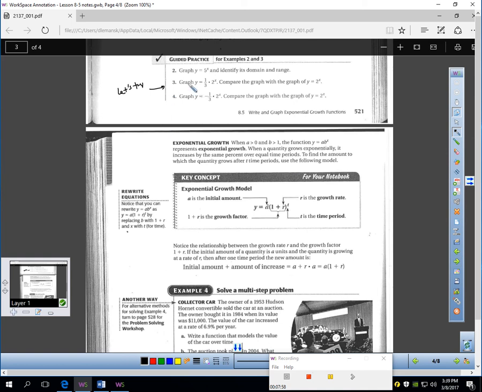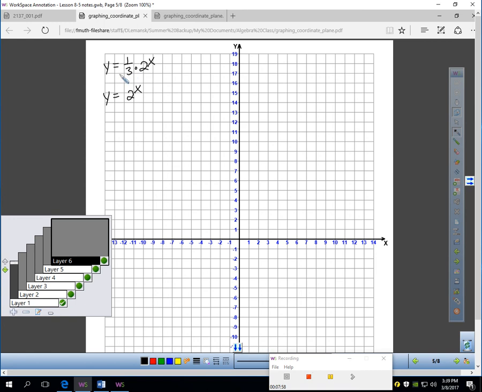Let's try one of those. I'm going to graph y equals 1/3 times 2 to the x power and compare it with the parent function y equals 2 to the x power. So y equals 1/3 times 2 to the x power and y equals 2 to the x power. Let me do the parent function first.